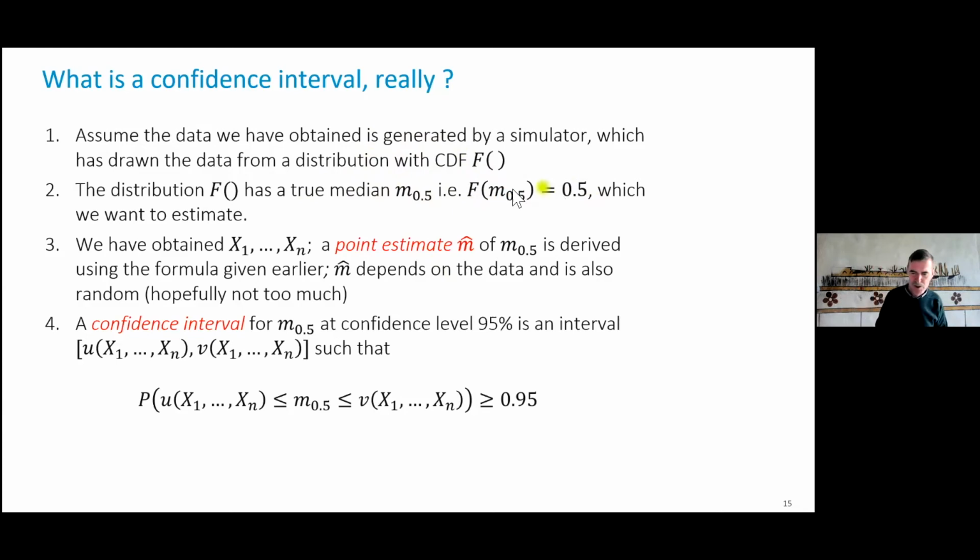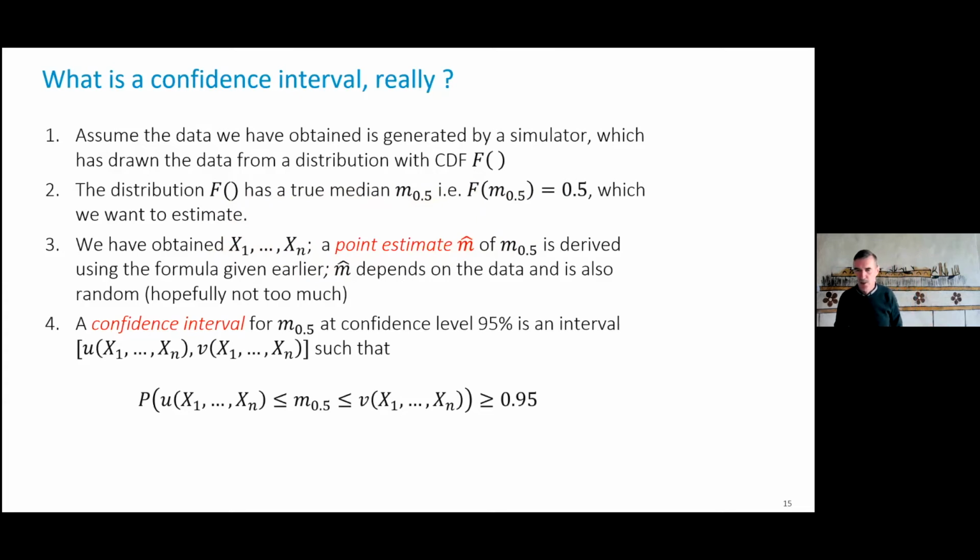So if that's 50%, that is what we call the true median of the distribution. Now we don't have the full distribution, but only a finite set of points. So what we can do is estimate the median. We have what I call m hat, a point estimate of the median. How can we estimate it? Well, we can use the formula that I gave below.